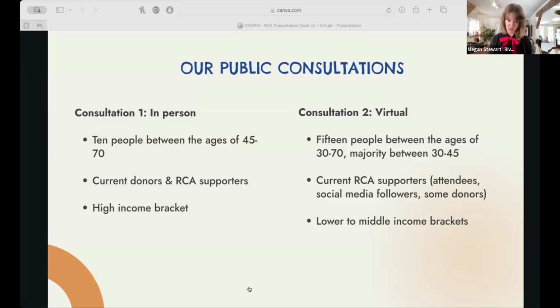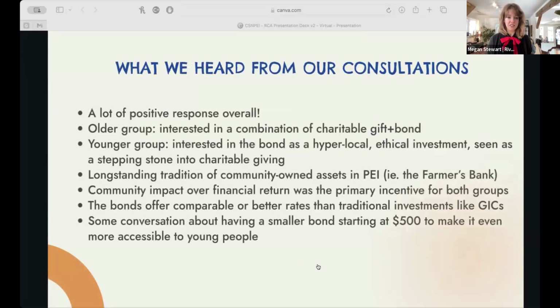Again, these are current River Clyde Arts supporters who typically support as attendees, as social media followers, and some of them were donors. And these folks were in lower to middle income brackets. It was really important that we could speak to people across different economic backgrounds, because we really wanted to see how this kind of project would land with them. And basically what we heard overall was there was a ton of positive response from both groups. There was also a ton of positive response that was generated just by people hearing about the bond raise.